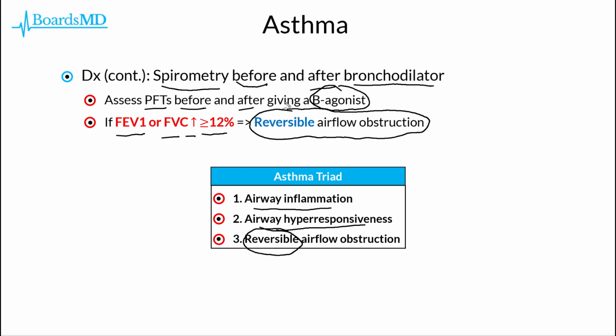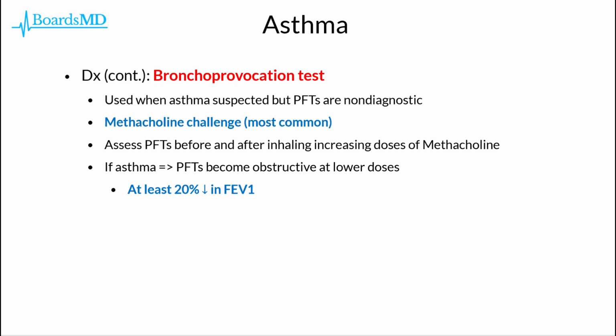Other additional testing that we can perform in confirming a diagnosis of asthma includes bronchoprovocation testing, with broncho here referring to the bronchi and provocation referring to provoking this disease. This bronchoprovocation testing is utilized when asthma is heavily suspected, but pulmonary function testing is non-diagnostic.